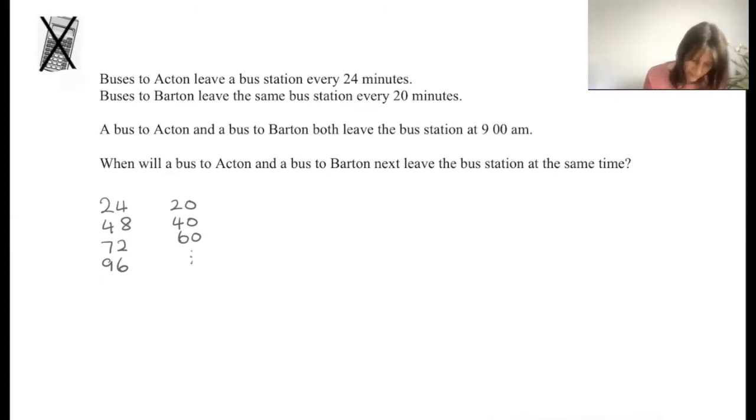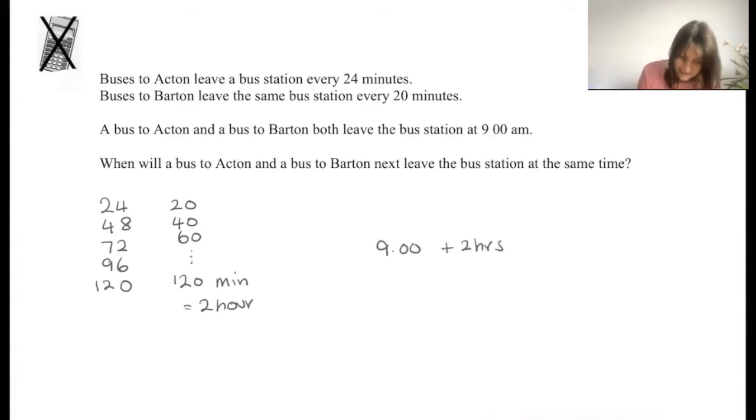96 plus 24 is 120. So I actually get it on the very next one. So 120 minutes, remember we're working in minutes, is when they're first back into the bus station together and leaving again together. 120 minutes is 2 hours. So I was at 9, add on my 2 hours, and my answer is 11 a.m. And be really clear about what time of day it is. Okay, you can have 11 o'clock at night, so you must make that absolutely crystal clear in your answer.